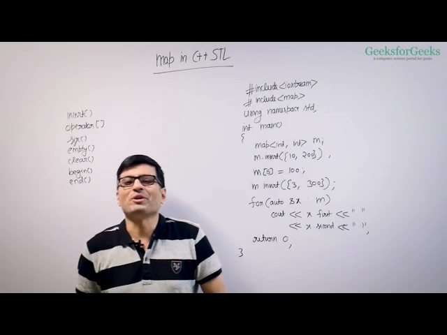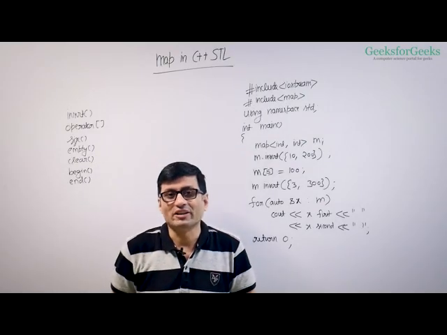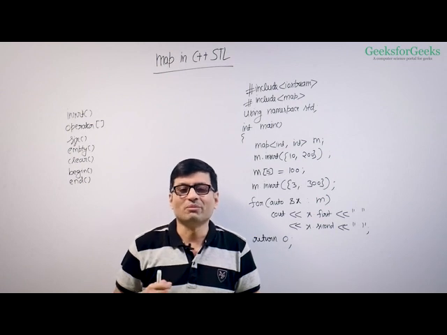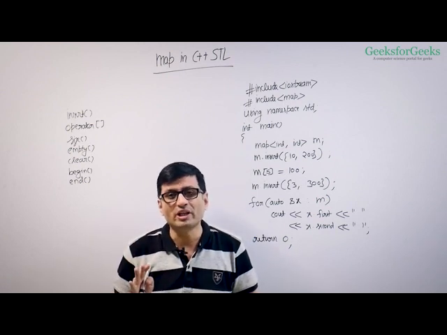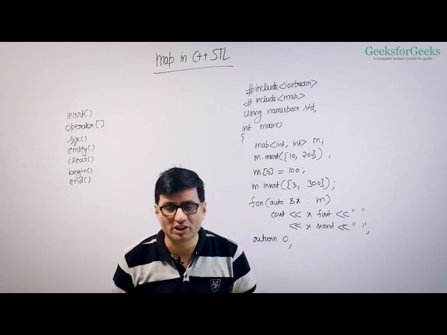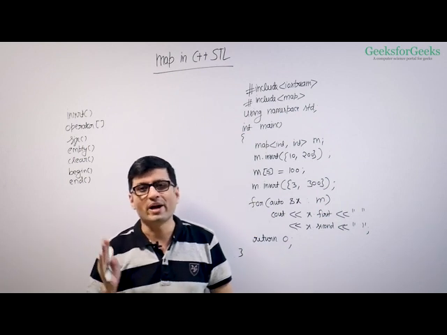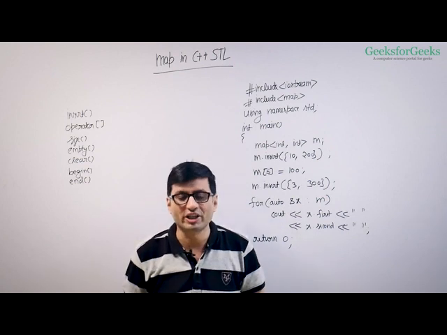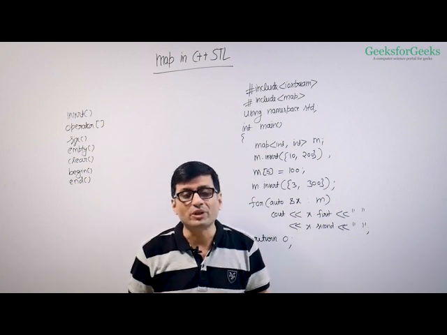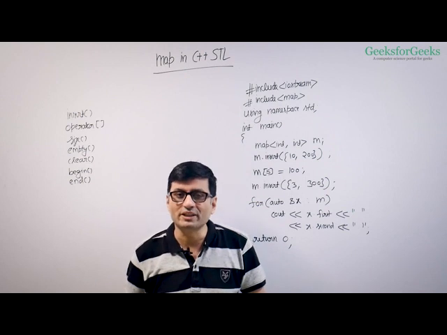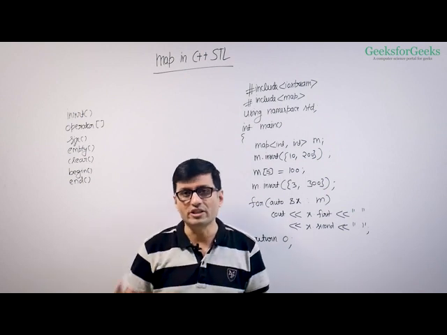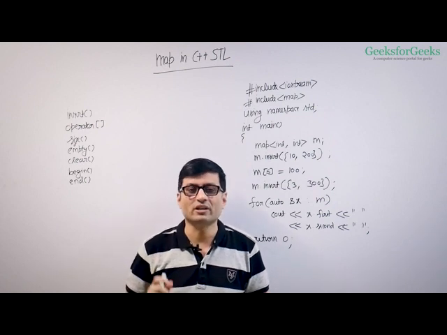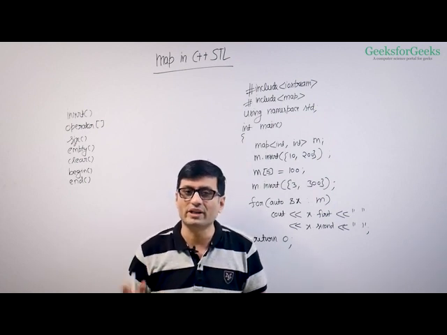Hi, in this video we are going to talk about map container. A map is similar to a set in a way that it is also built using red black tree. So both set and map use red black tree internally. The difference between set and map is that set is used to store only keys. Map, on the other hand, is used to store key value pairs.